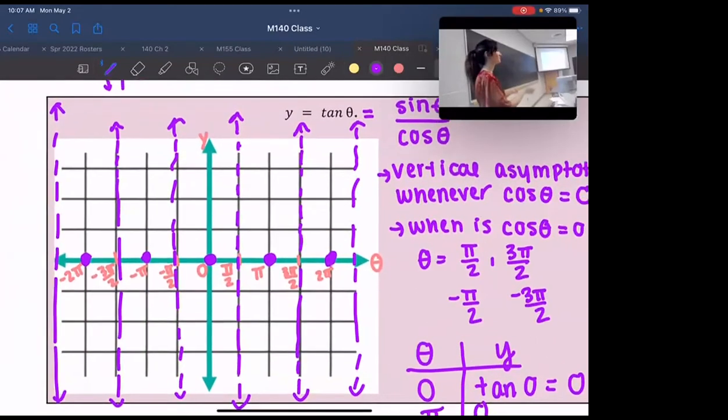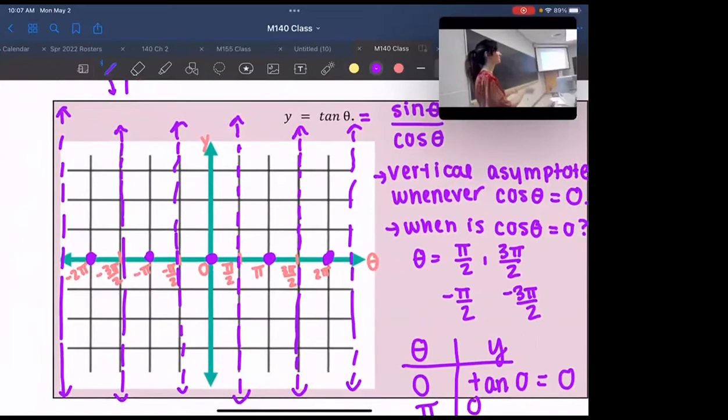Part of me wants to go over how to get the exact shape of this, but I don't think we have enough time for that. So what I'm going to tell you is tangent is an increasing function, okay? And that gives us enough information to get the shape of the graph. If you want to know why it's increasing, just plot a few more points, make it a little bit more detailed. But what I'm going to do is make this an increasing graph.